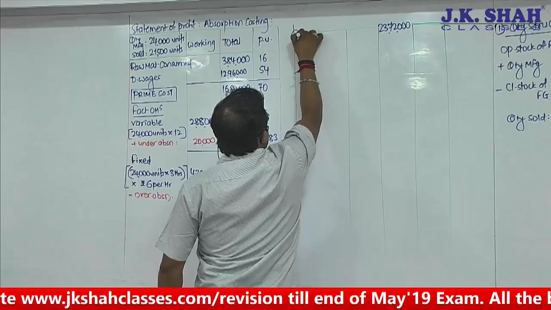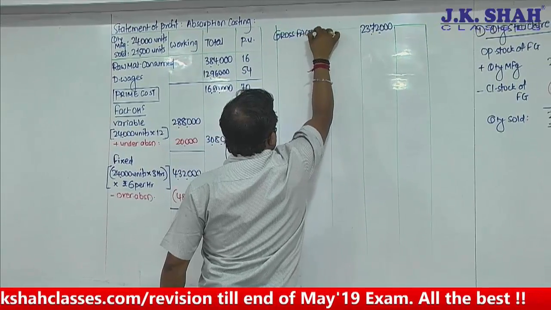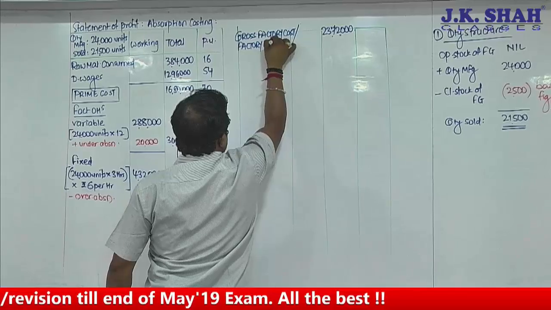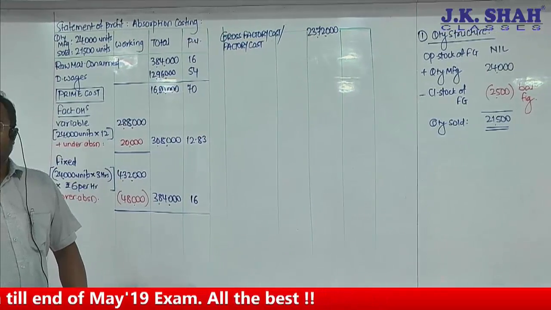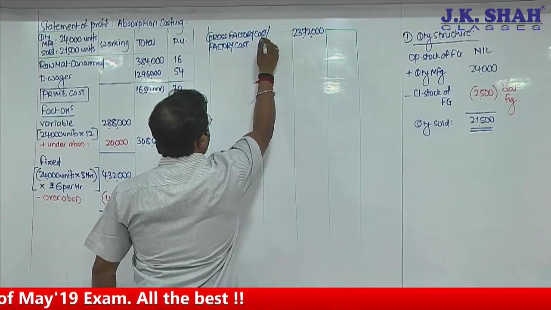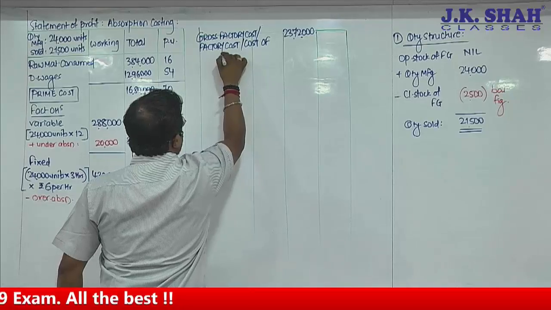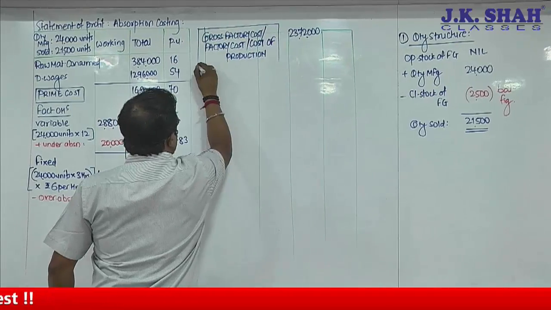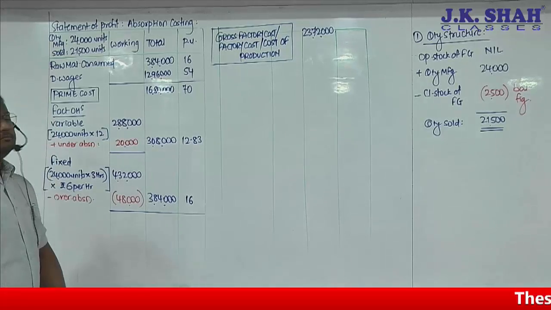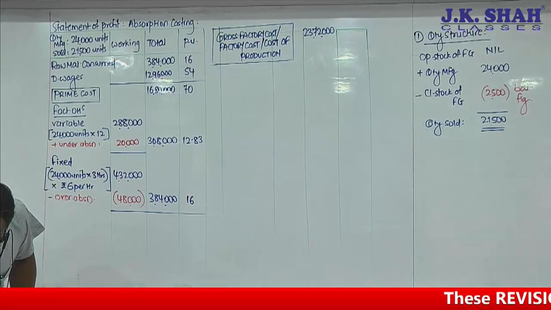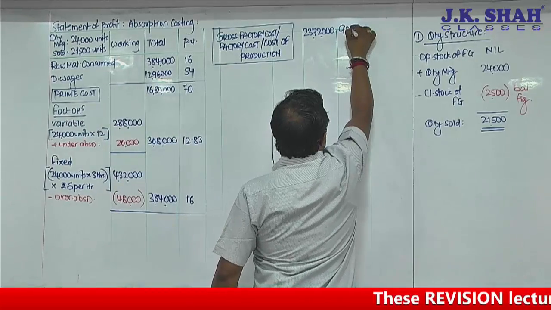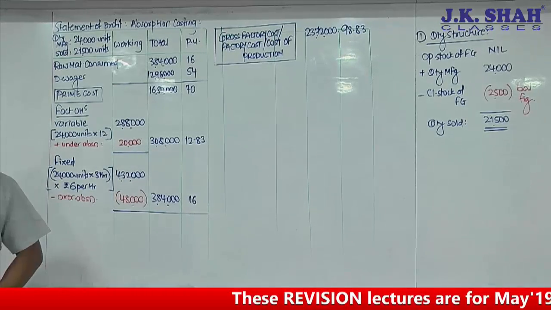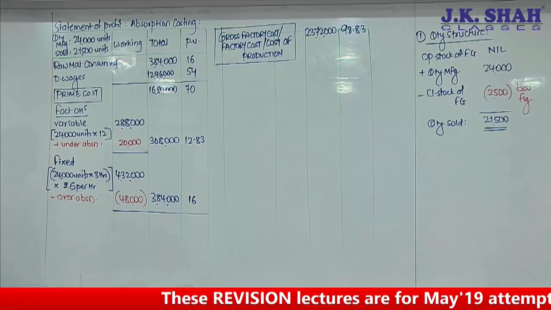Trust me, after gross factory cost you write WIP and all, which is not given. So the same thing will also be called as factory cost. And there is no admin overheads to be added here because admin is given with selling. This itself is my cost of production. So this will be divided by 24,000, 98.83.